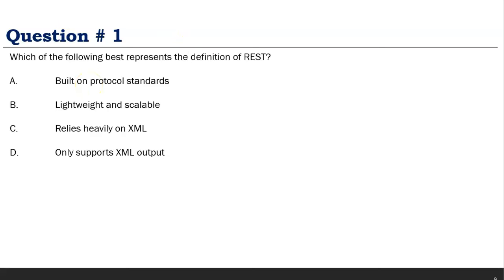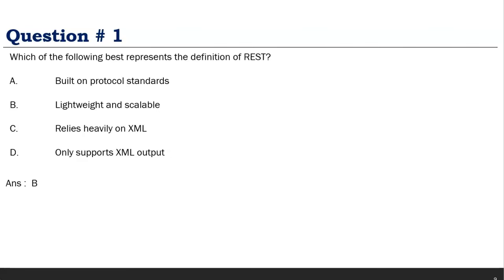So first question: which of the following best represents the definition of REST? How do you define REST? Is it built on the protocol standards that we have seen? Is it lightweight and scalable? Does it heavily rely on XML and only support XML output? We have seen that it is lightweight and scalable, which is the right answer, because being built on protocol standards is a property of SOAP. REST is the architecture style, and it does not heavily rely on XML because it uses JSON and YAML and others also. Only SOAP supports XML only, but REST supports other formats too. So answer will be B.